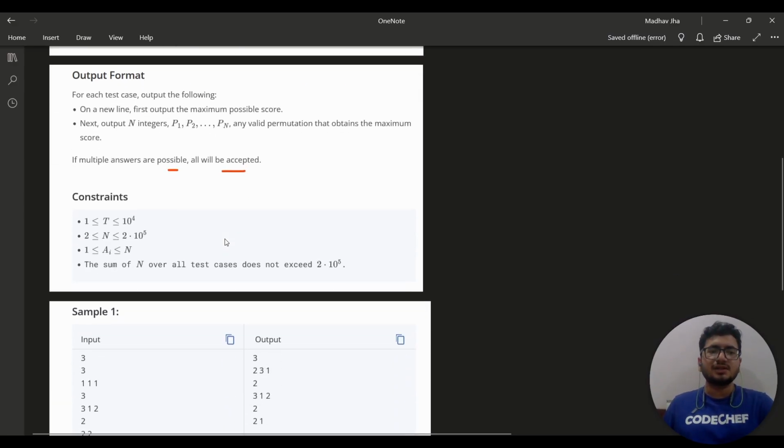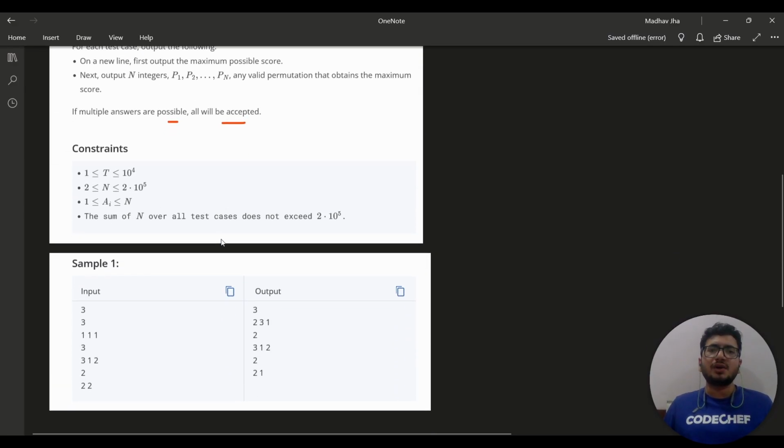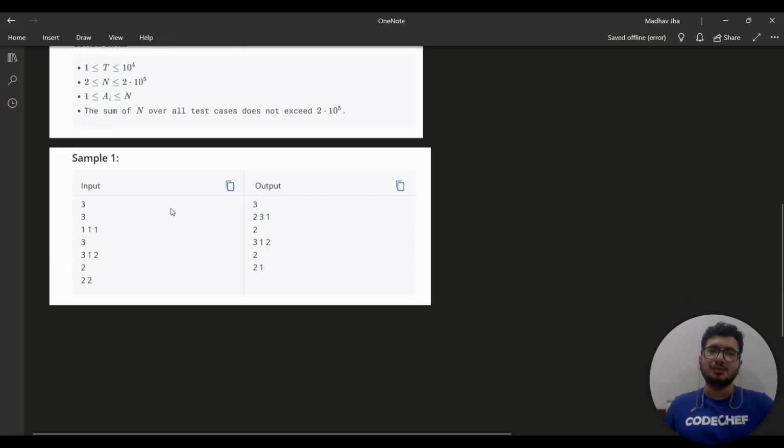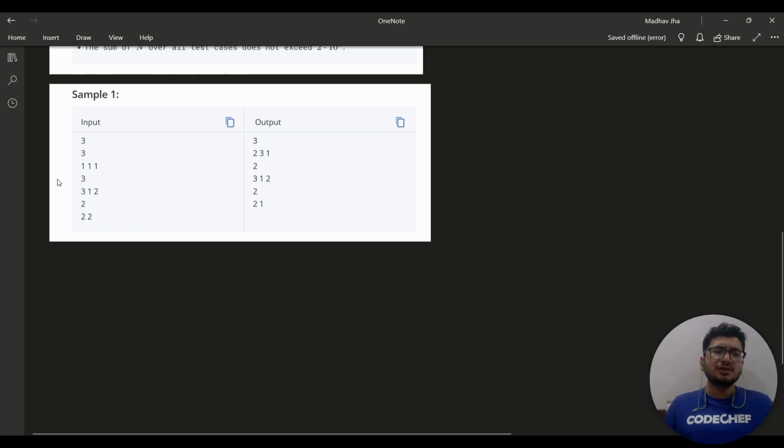As for the constraints, the number of test cases will go from 1 to 10 raised to 4, the value of n will go from 2 to 2 times 10 raised to 5, and the value of elements itself will go from 1 to n. Let's see some sample inputs. Let's go through the second sample input. For this, the size of the array A is 3, and the elements here are 3, 1, and 2.